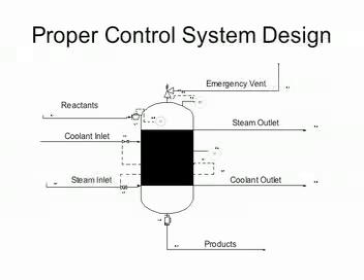This is an example of a proper control system design for the reactor in our example. As you can see, there are three controls on this system. The first is a level control. This controls the plug valve of the reactants, being sure that the reactor does not overfill.